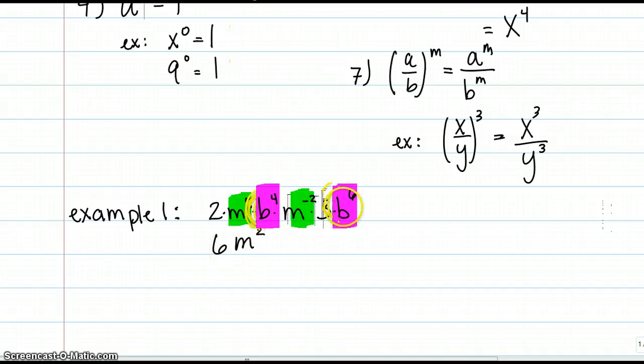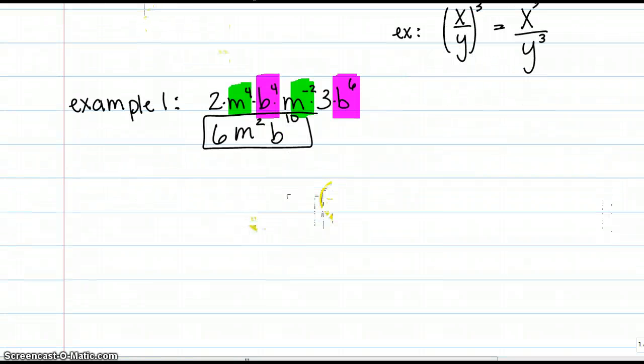I have b to the 4th and b to the 6th. Well, since they have the same base, I can add their exponents. 4 plus 6 is 10. So my answer is 6m squared b to the 10th. All right, let's do another one.